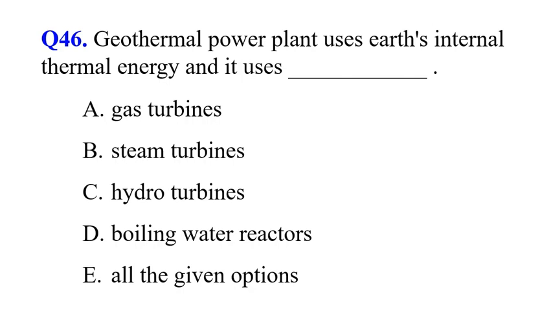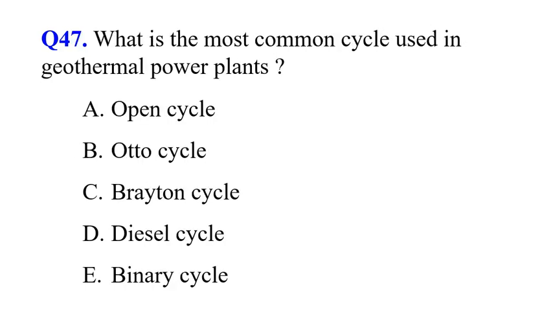A geothermal power plant uses the Earth's internal energy, and it does not use gas turbines, hydro turbines, or boiling water reactors, which are in nuclear power plants. So steam turbines are the standard turbine type used in geothermal power plants. Question number 47.